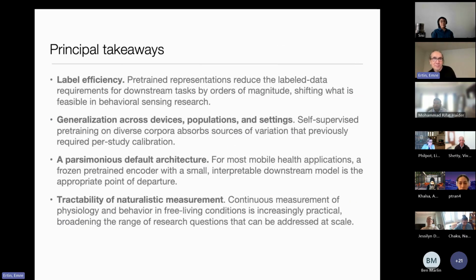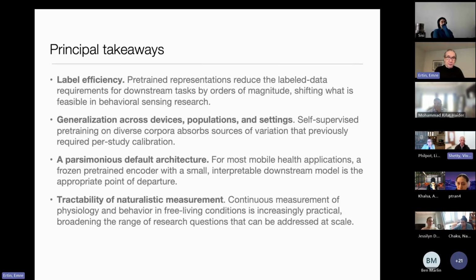So to summarize, what are the principal takeaways? These foundation models with pre-trained representations dramatically reduce the labeled data requirements. And that's where we are a lot of the time in mobile health. We don't have the ability to human label a large corpus of data. So we need to, a lot of the time, work with small labeled data. And here, these pre-trained representations could be useful.